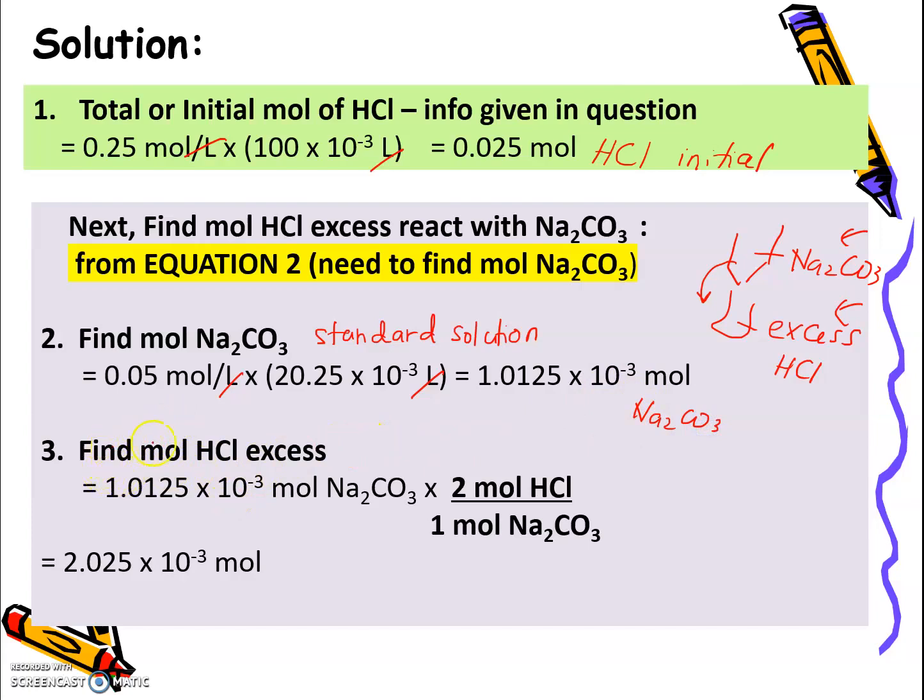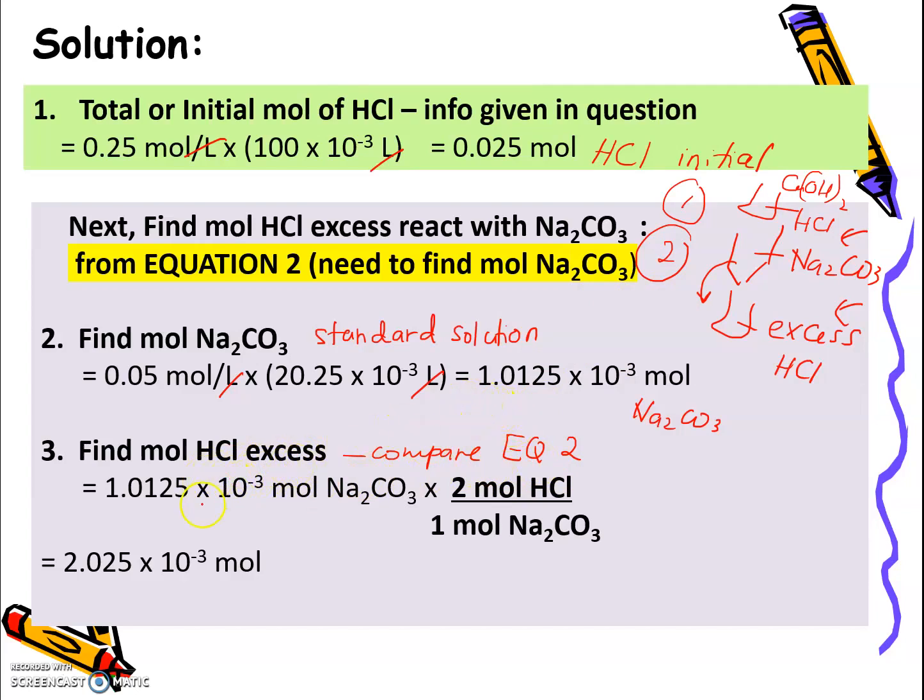Step number 3. To find number of mole HCl excess, compare from equation 2. This is the second reaction. The first reaction is the reaction in the conical flask between calcium hydroxide and HCl. So from drawing number 2, you get equation 2. By comparing equation 2, we can find the number of mole of HCl excess.